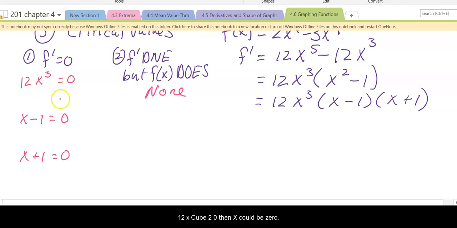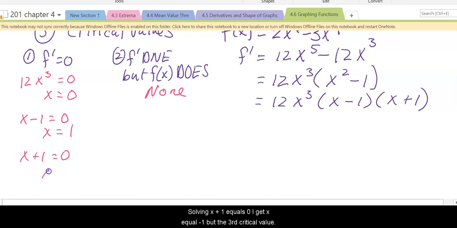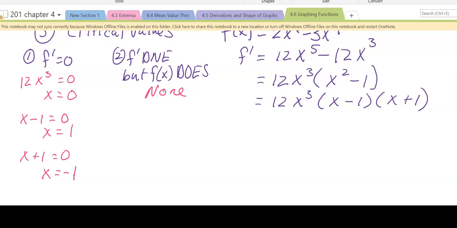If 12x cubed is 0, then x could be 0. That is one critical value. Solving x minus 1 equals 0, I get x equal 1 for the second critical value. Solving x plus 1 equals 0, I get x equal negative 1 for the third critical value. This gives me three critical values that I'm going to use to divide up the domain of the original function.